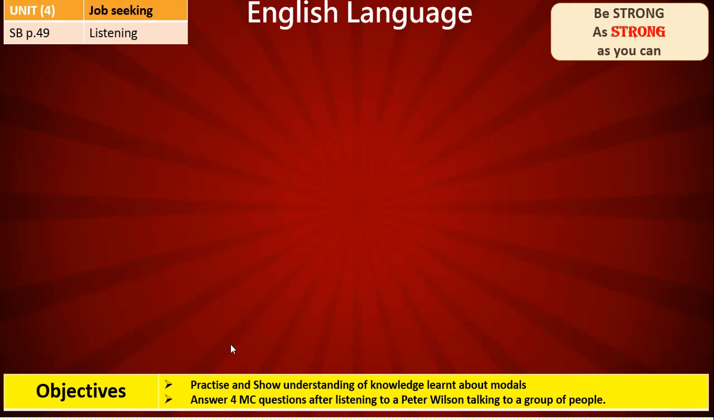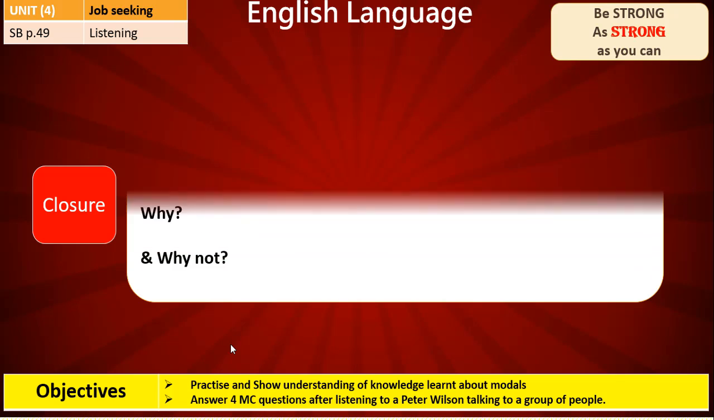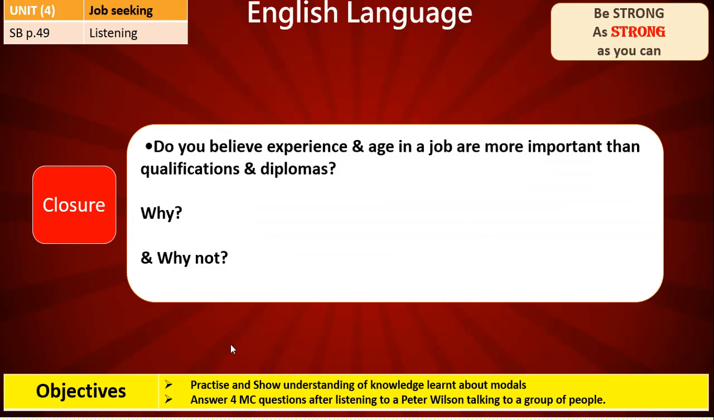And let's finish with this question. Think high. Do you believe experience and age in a job are more important than qualifications and diplomas? Why, and why not? Think of it. You may write it in a paragraph or record it and send it to me if you want.